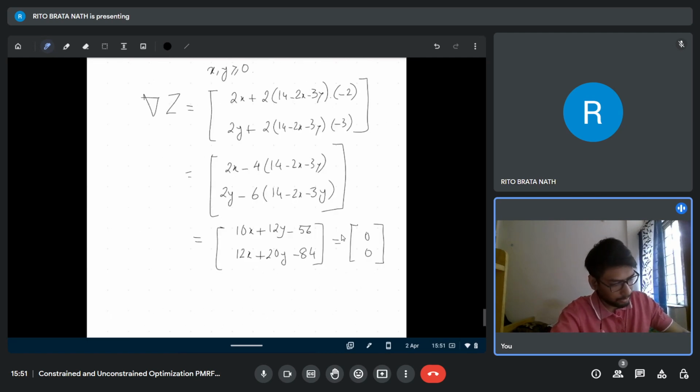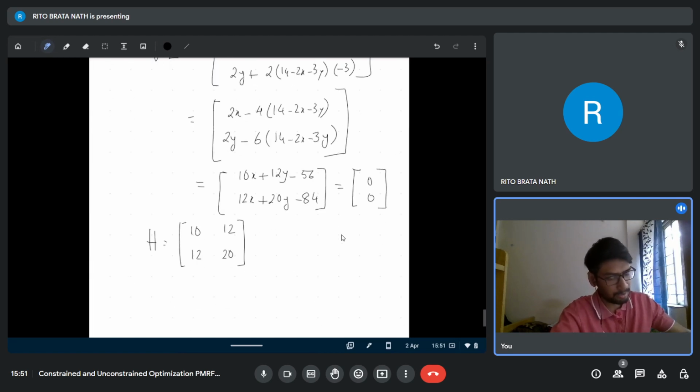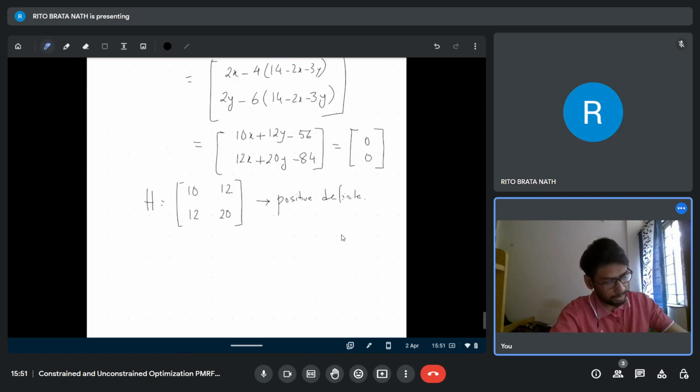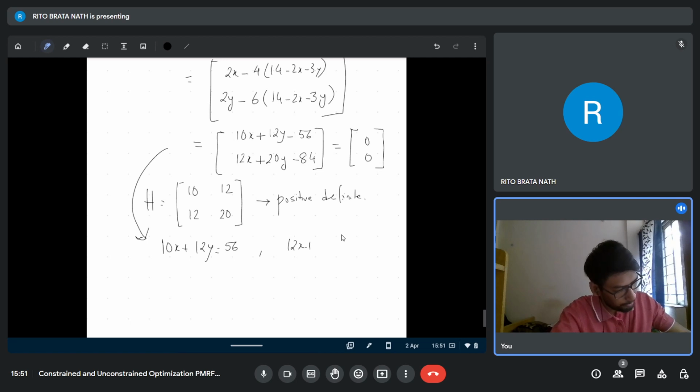You can also take the Hessian matrix, so that will give you 10. This is 12. This is 12. This is 20, and the determinants are greater than 0. So this is positive definite. So you are indeed doing a minimization problem, and this is fine. Now let's get back here and solve these two equations. So 10x plus 12y equals 56, and 12x plus 20y equals 84.